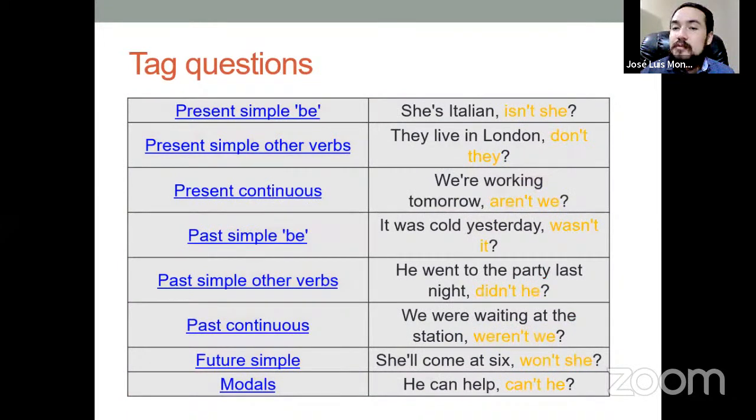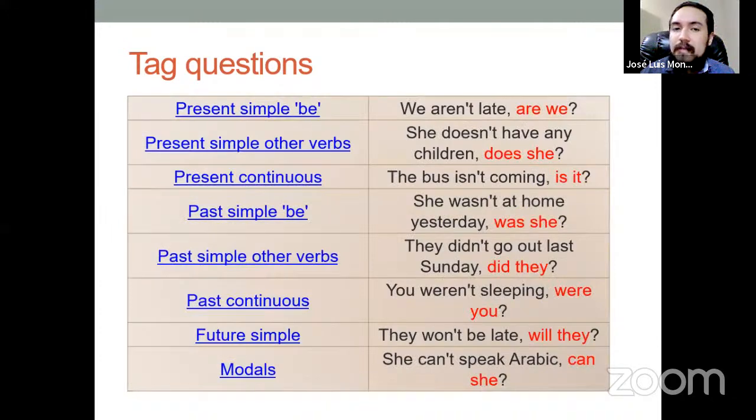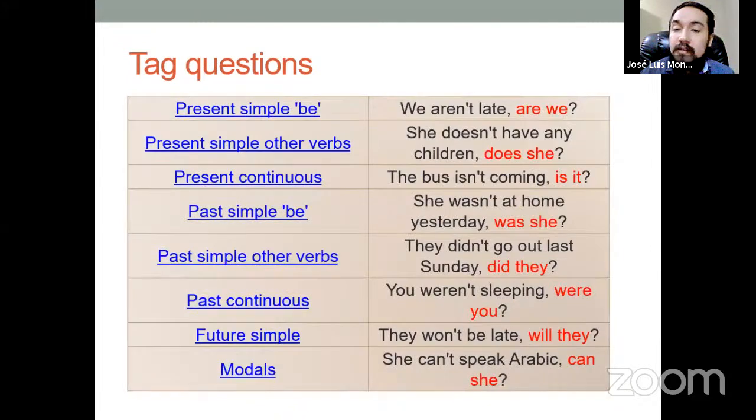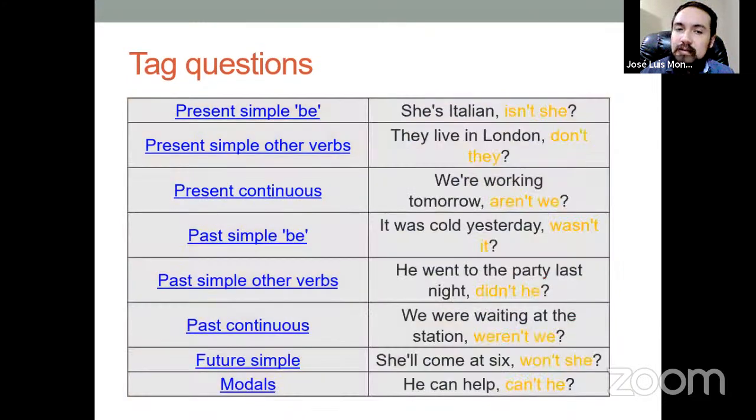Simple present of other verbs: we live or they live in London, don't they? If it's negative: she doesn't have any children, does she? Present continuous: we're working tomorrow, aren't we? Negative: the bus isn't coming, is it?